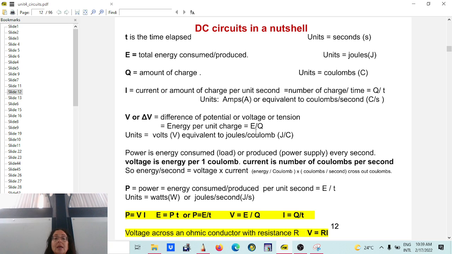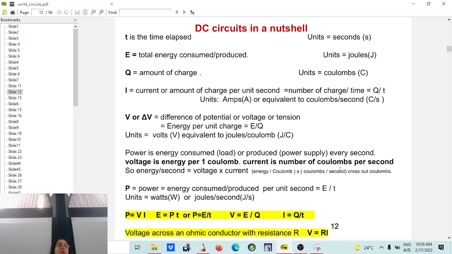The unit is volt. Power consumed or power produced will be the voltage times the current. Why? Because voltage is energy per coulomb, and current is coulomb per second. You cross out the coulomb, and you are left with energy per second. Is that clear? Makes sense.